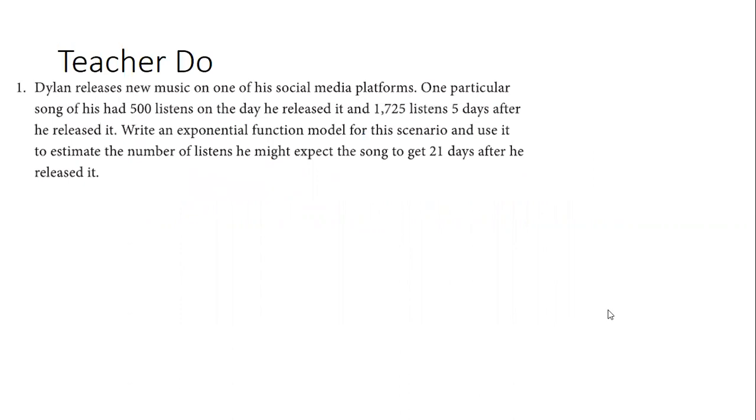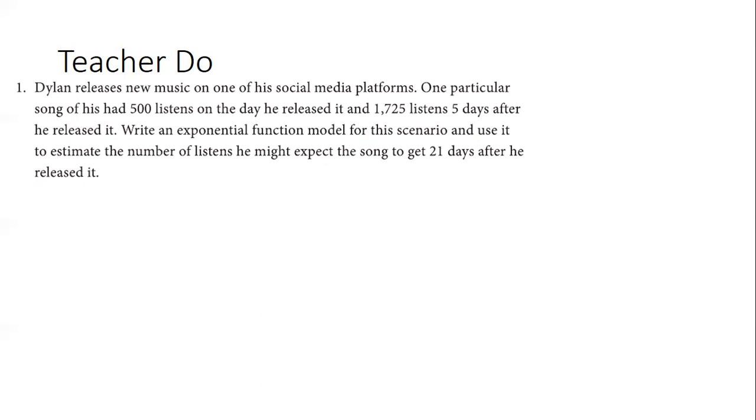It says here, Dylan releases new music on one of his social media platforms. One particular song of his had 500 listens on the day he released it and 1,725 listens 5 days after he released it. Write an exponential function model for the scenario and use it to estimate the number of listens he might expect the song to get 21 days after he released it.